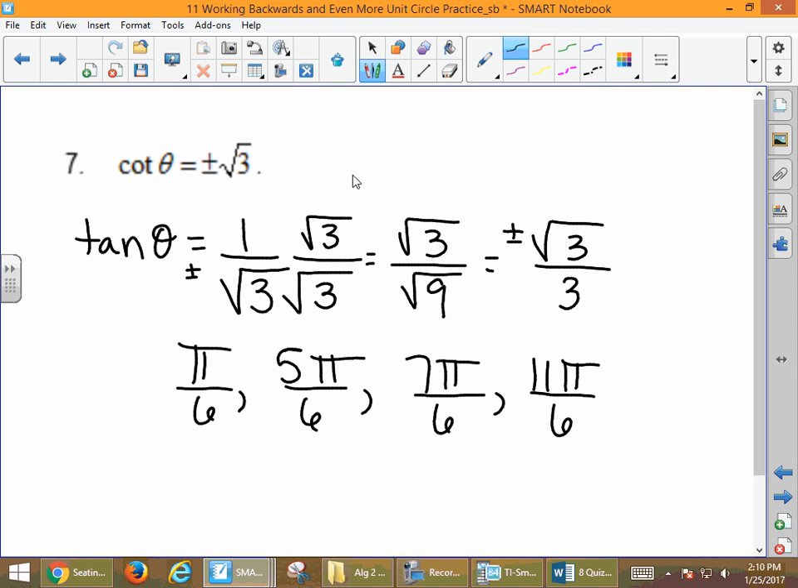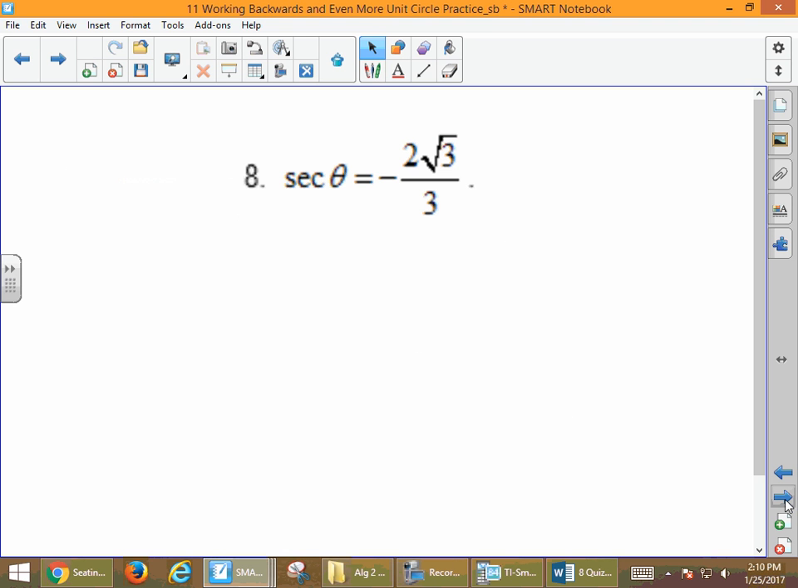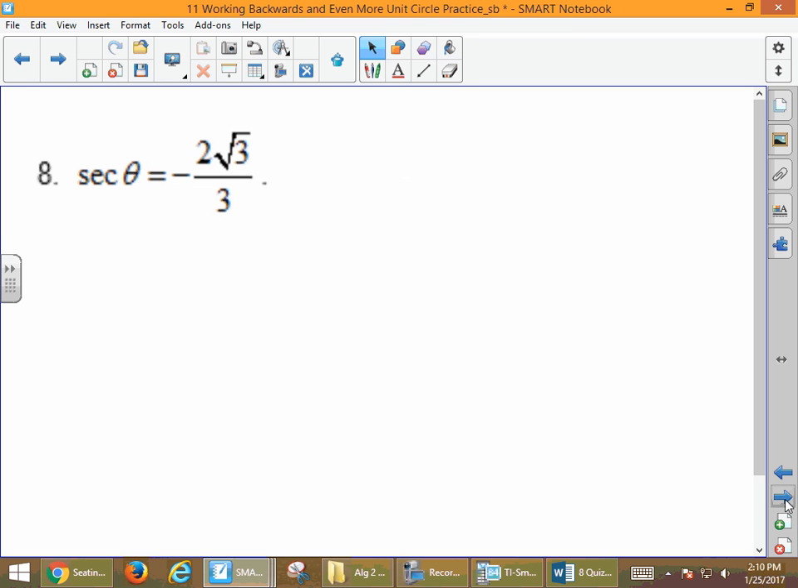4 different values. So again, we need to know some basics of our functions, and then we can figure out where they are in the unit circle. So we know the value, we need to go back and figure out the angle. Same idea here on problem number 8.